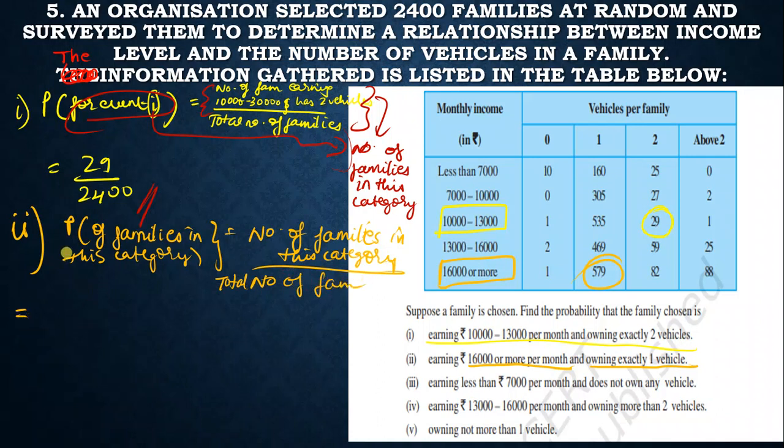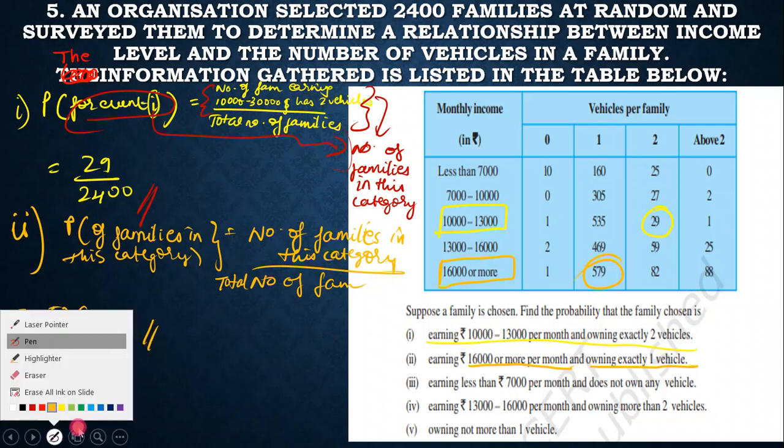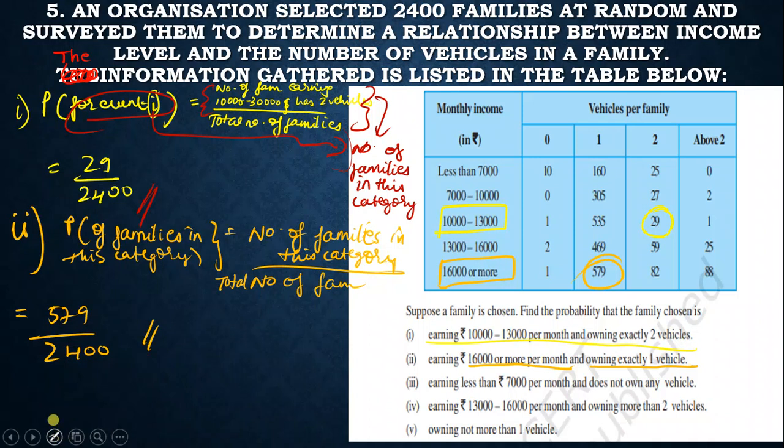Okay, this will be equal to what? The number of families in this category will be 579 by the total number of families, which is 2400. Again, this is the simplest form. Now moving on to the next part, that is the third part of this question.